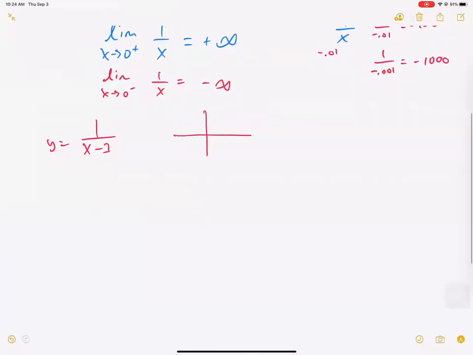1 over x minus 3, that means we have a vertical asymptote at x equals 3, because that gives us our 0. If you follow our graphing rules from pre-calc, we know the horizontal asymptote, since the bottom denominator x is larger, it's going to go to 0.